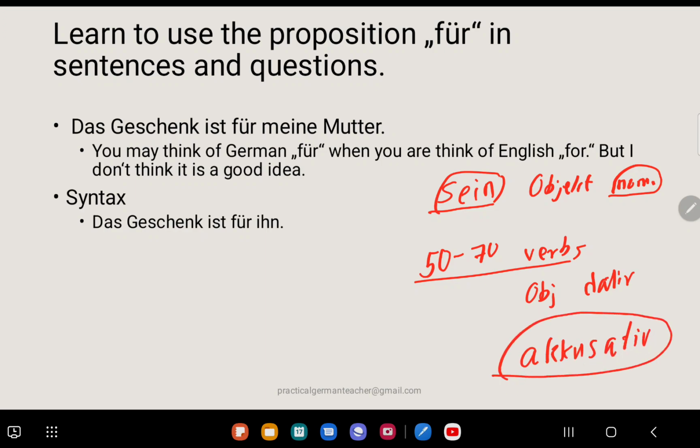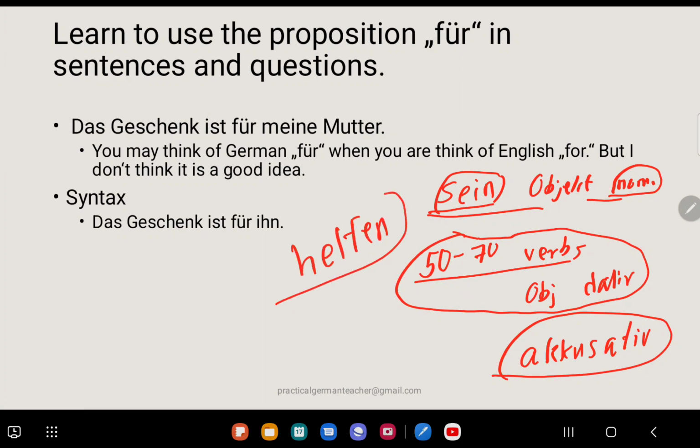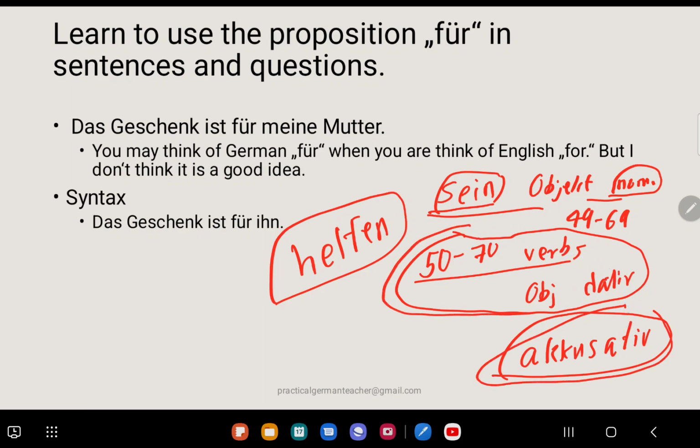So your life is now easier. You don't have to worry about it. With sein, you don't have to remember: the object will be in nominative case. You just have to find out which these verbs are, and if you don't know them, please attend the sessions. I will tell you which ones they are. For example, one example is helfen. When you're using helfen, the object will be in dative case. So you only need to know 49 to 69 more verbs which force the object to be in dative case. You don't have to learn all the accusative verbs. You just have to learn all the dative verbs. And whenever you see a verb which does not belong to this list, you can assume it to be accusative. So it's inversion. I hope you get the idea.